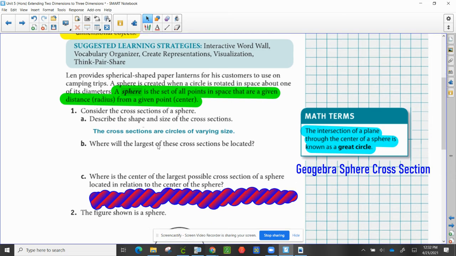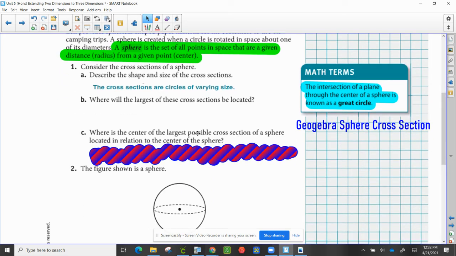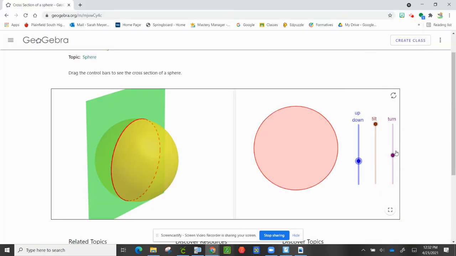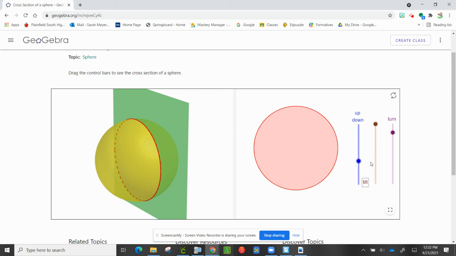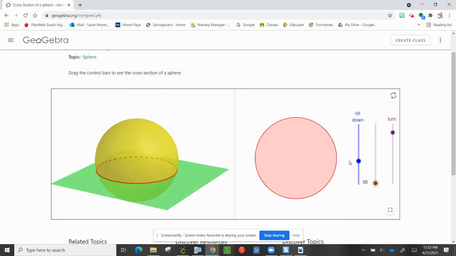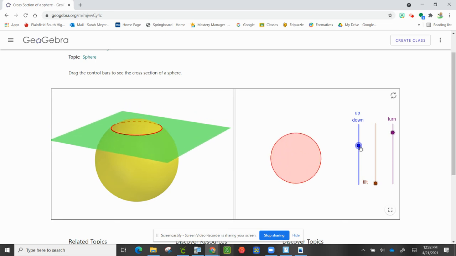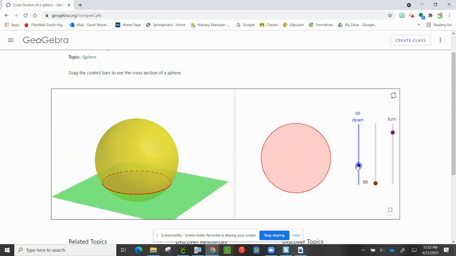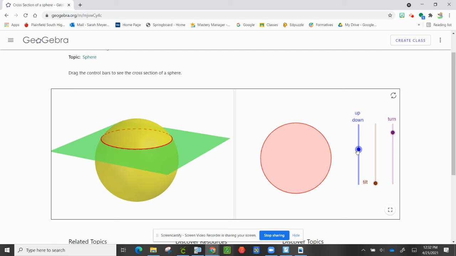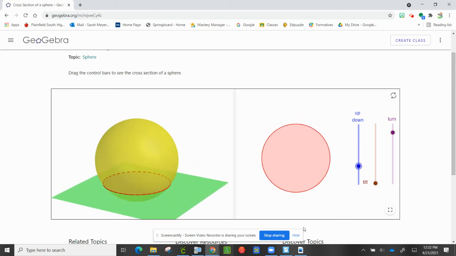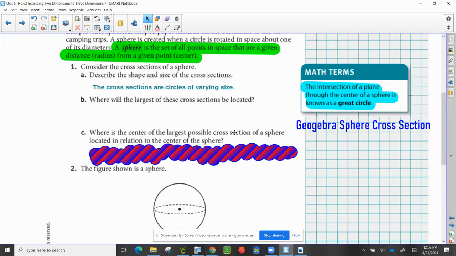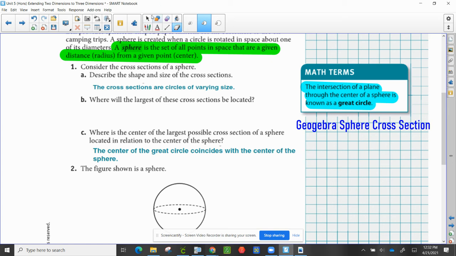What is the center of the largest possible cross-section of a sphere located in relation to the center of the sphere? Let me move this back and tilt it. When we do our cross-sections, where's the biggest circle that we're going to have? If I move this up and down, it gets bigger, then goes back smaller. So when do we have the largest possible cross-section of our sphere? In this case, the center of the great circle coincides with the center of the sphere.